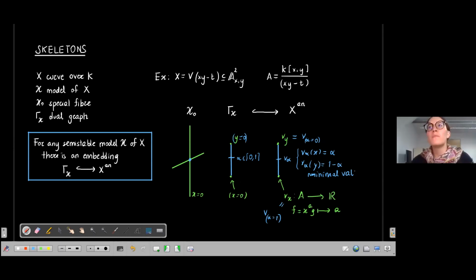Can I ask a follow-up question to that? What if there's more than one edge connecting X equals 0 and Y equals 0? You mean in the Berkovich space or in the dual skeleton? In the dual graph? Yeah.